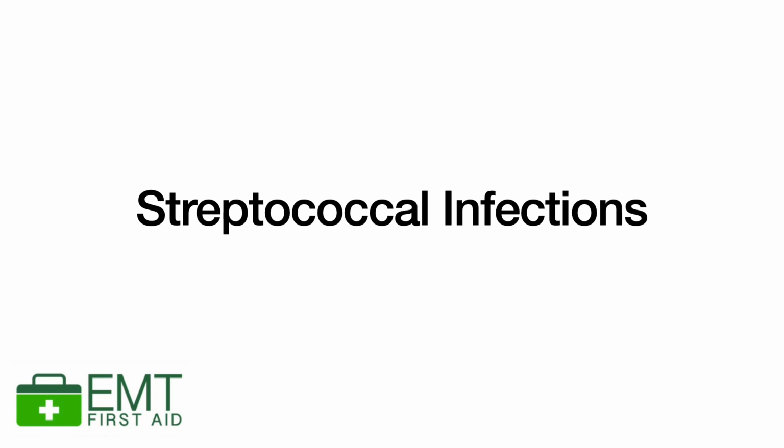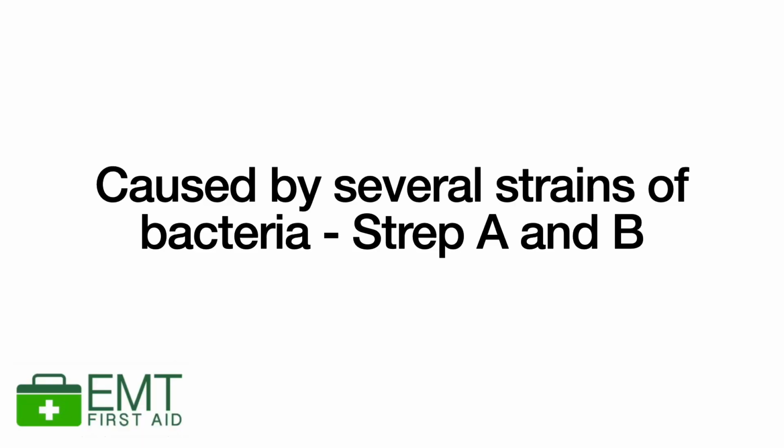Okay then, first of all then, what is strep? So strep is called a streptococcal infection. Now these infections are caused by several strains of bacteria, and the most common tend to be strep A and strep B. And these infections are extremely common and are actually frequently responsible for sore throats experienced by millions of us every year. Now the most common group is strep A.